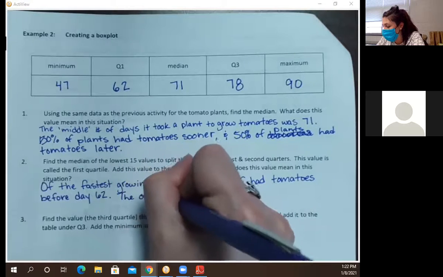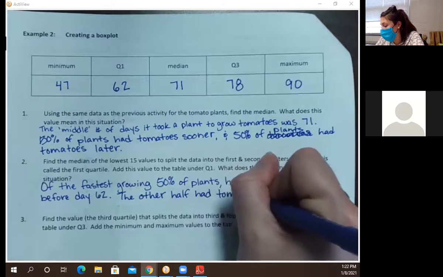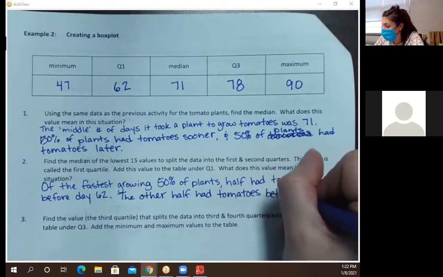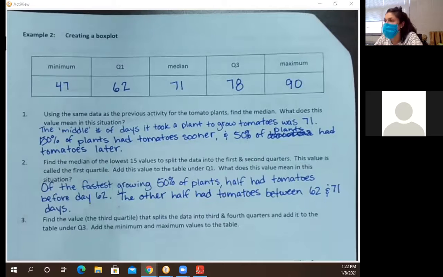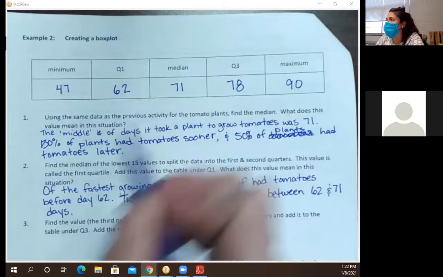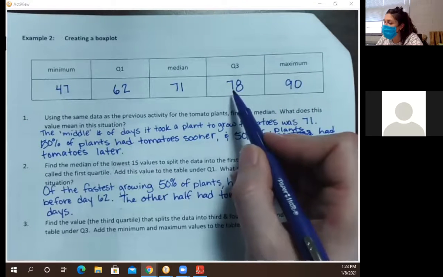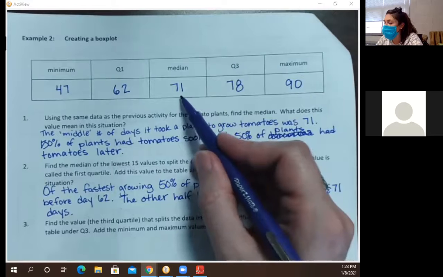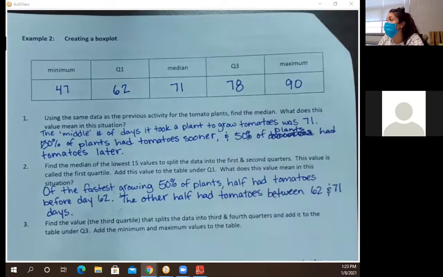The other half of our fastest growing plants had tomatoes between 62 and 71 days. So the fastest quarter got tomatoes from day 47 to day 62. The next fastest quarter had tomatoes between day 62 and day 71. And then it didn't ask me to describe here, but for our third quartile, that means that the next fastest quarter of our plants had tomatoes between day 71 and 78. And the slowest growing quarter of our plants had tomatoes between day 78 and day 90. Does that make sense? Because again, the point of those quartiles is it splits our data up into 4.